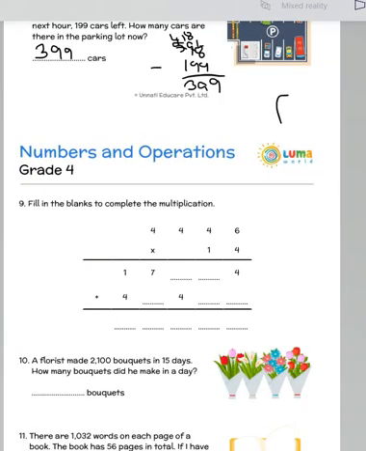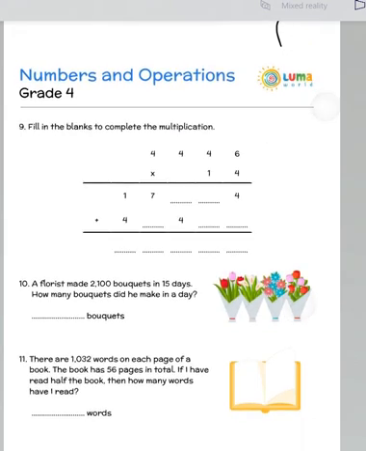The next one, we need to fill in the blanks to complete the multiplication that is given here. That's interesting. So we have 6 multiplied by 4 is 24, carry forward 2. 4 into 4 is 16 plus 2 would be 18, carry forward 1. 4 into 4 is 16 plus 1 is 17, carry forward 1. 4 fours are 16 plus 1 is 17, which is perfect.